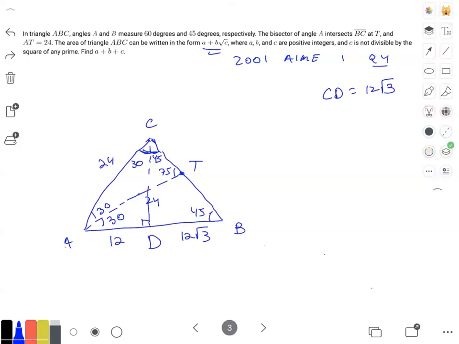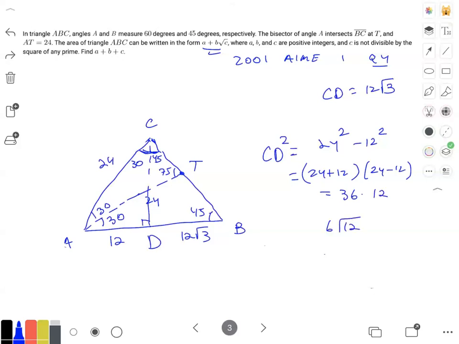Yep. So now we can find CD squared using a simple Pythagorean theorem. CD squared is nothing but 24 squared minus 12 squared. And then apply difference of squares: 36 times 12. So taking the square root, we get 6 root 12, which we could write as 12 root 3. Okay, so now we have that this is 12 root 3.